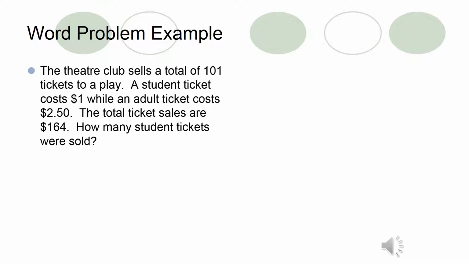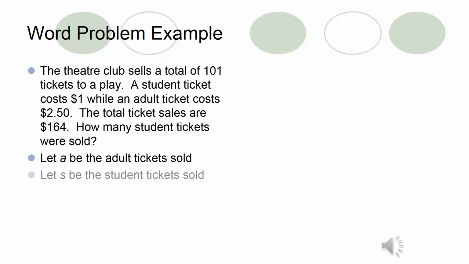So I'm going to call A the adult tickets, and I'm going to call S the student tickets. Because I have two variables, I need to come up with two equations. So what I'm going to do here is this. I have 101 tickets sold total. So A plus S is equal to 101. That's the total number of tickets sold. A student ticket costs $1, an adult ticket costs $2.50. So 2.50A plus 1.00S equals 164.